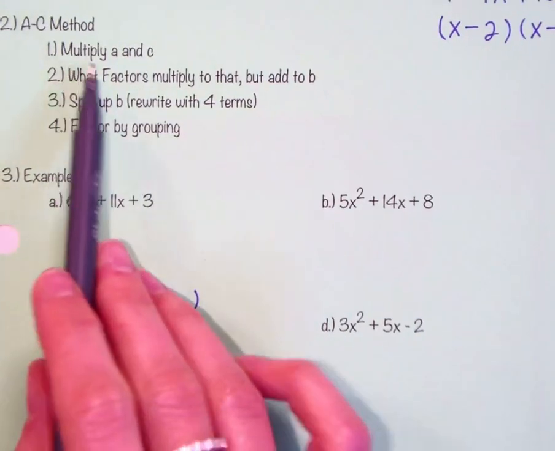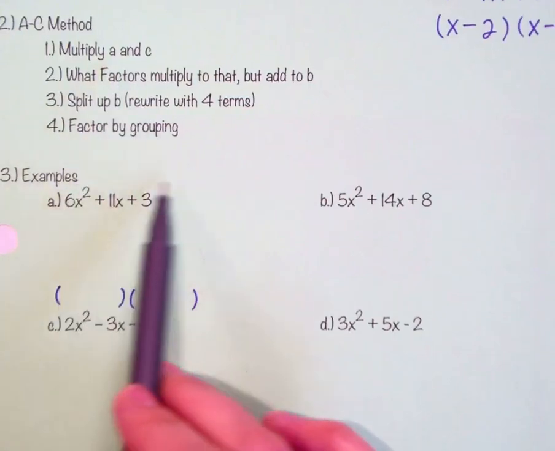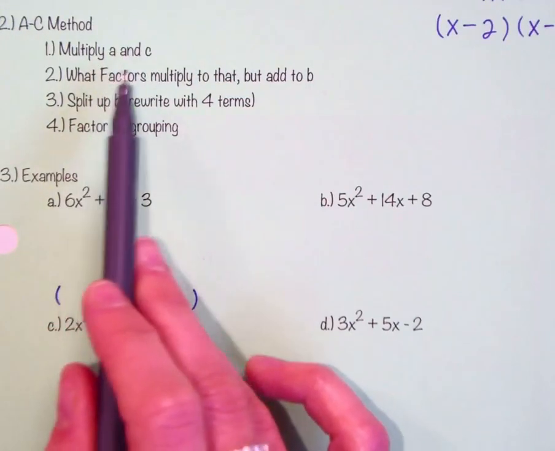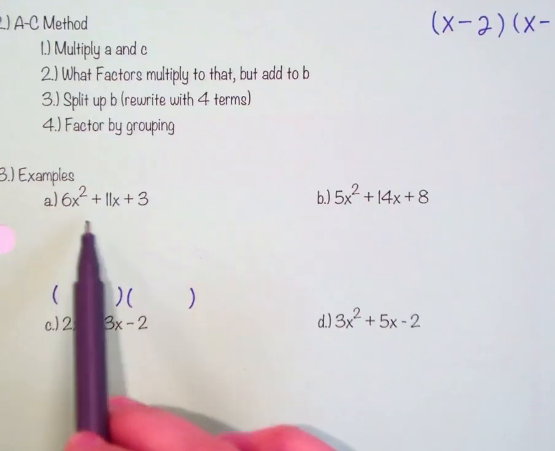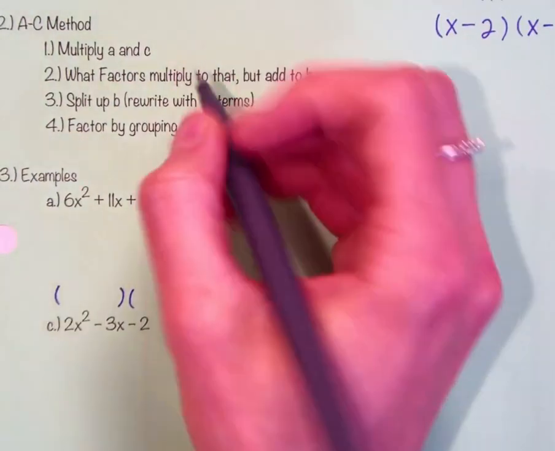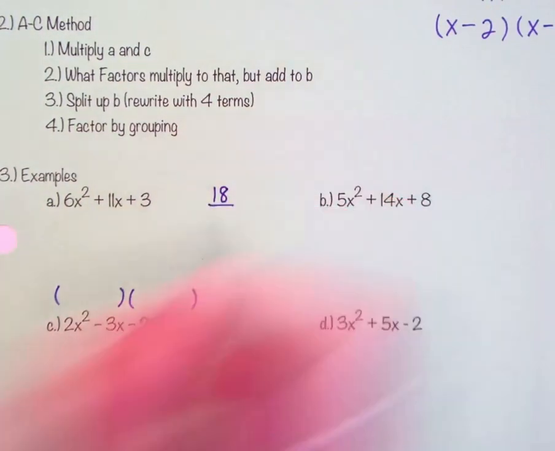So my first step when I'm factoring a trinomial with a not equal to 1 is actually going to be to multiply a and c together. So we're kind of doing that last step here. So when I take 6 times 3, I get 18.